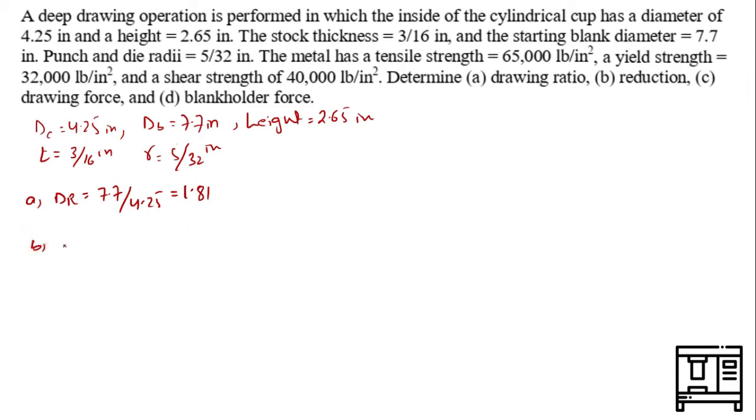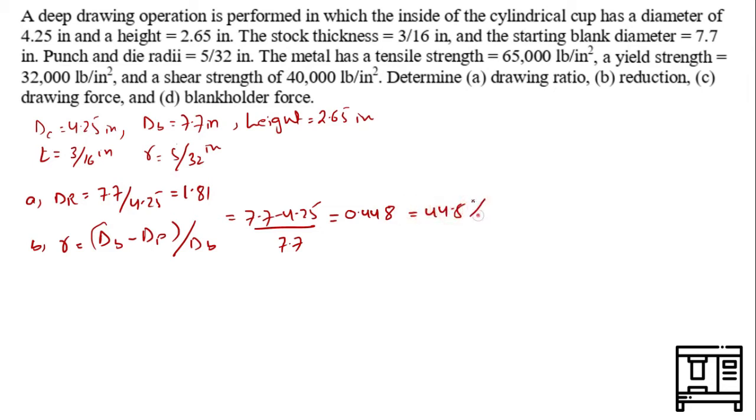Now second one, we have to find out the reduction ratio, and the reduction ratio we have seen is equal to the diameter of the blank minus the diameter of the cup or the punch, divided by the diameter of the blank here. So that is equal to 7.7 minus 4.25 divided by 7.7. So that should be equal to 0.448, or we can write it down as 44.8%.